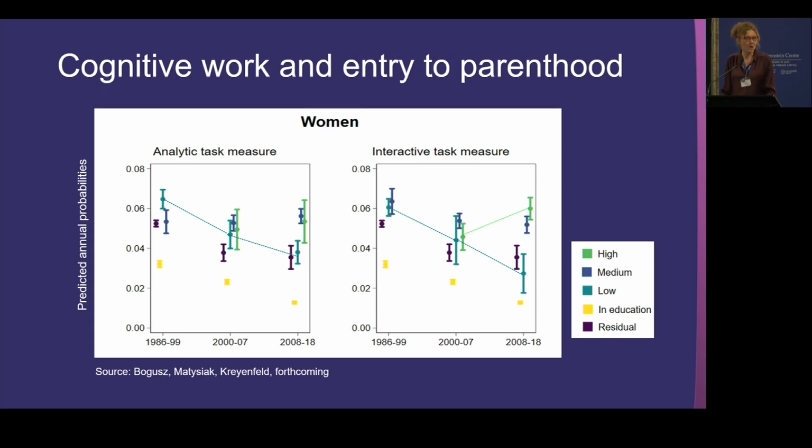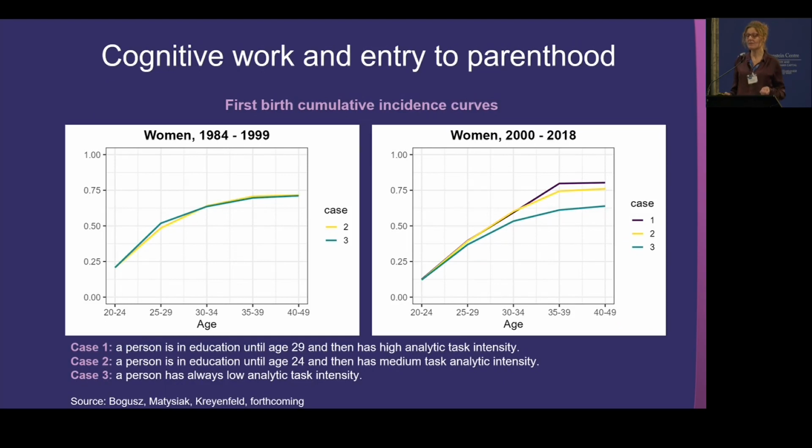But then we interacted these measures with age of the respondent, and we wanted to know, okay, is this only timing, or is there something more? And of course, it's very difficult to answer this question with event history analysis methods. But what we decided to do, we computed first birth cumulative incidence curves, right? We predicted the hazard, then we computed the survival curve, and from this the cumulative incidence curves for 3 cases.